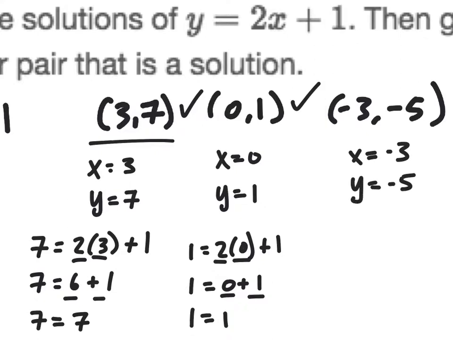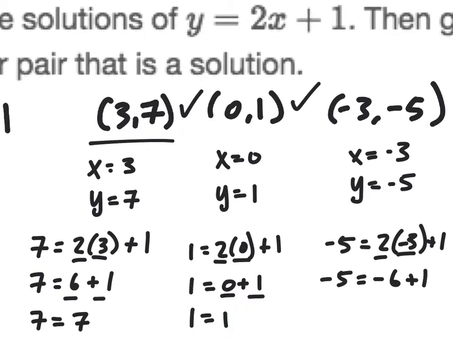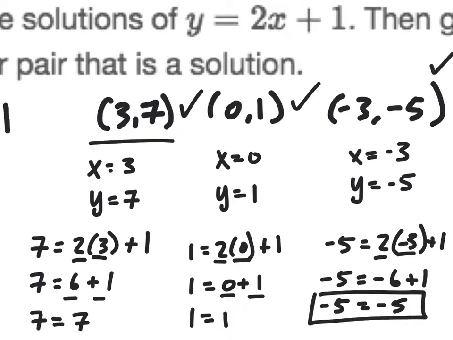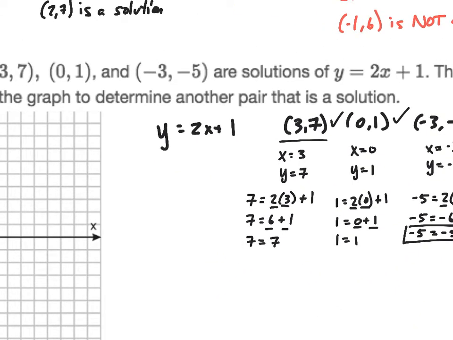Okay, let's check out x equals negative 3 and y equals negative 5. If I plug in negative 5 for y, I get 2 times negative 3 and then plus 1. So this is going to give me negative 5 is equal to 2 times negative 3 is negative 6 plus 1. Negative 6 plus 1 is just going to give me negative 5, and negative 5 is equal to negative 5. Okay, so this is also true. So all three of these are solutions to this equation.